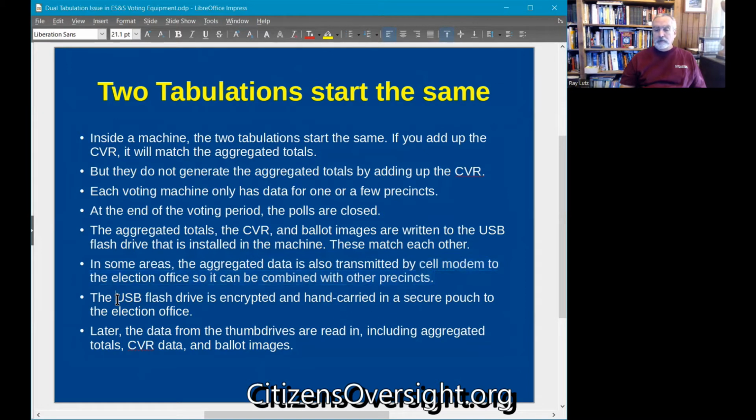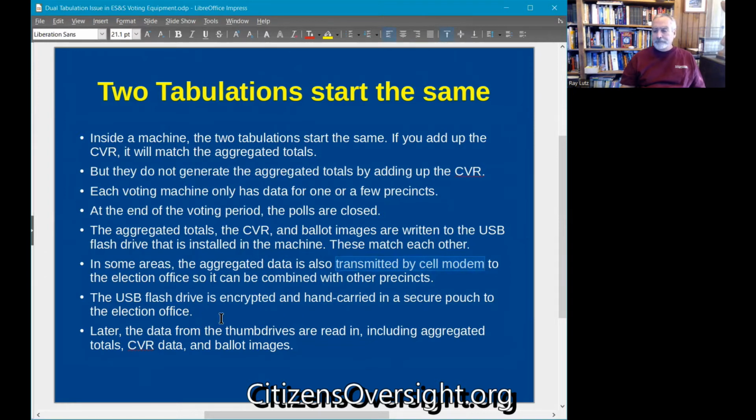The USB flash drive, as I said, is encrypted, and then it's hand carried. They put it in a secure pouch, and then they hand carry it to the election office at the end. But it takes a little bit longer, so they want to get the cell modem. In Florida, they're really crazy about wanting to get these results really fast. So they get them transmitted by cell modem, so they get the results super fast, and then the news media likes them because they're getting the results out super fast.